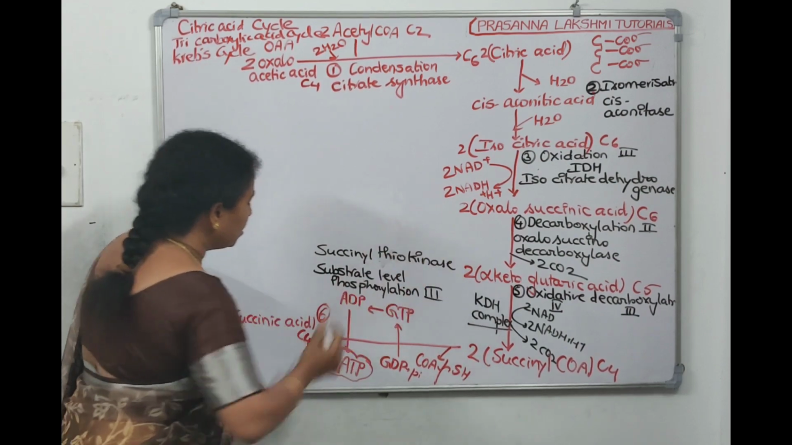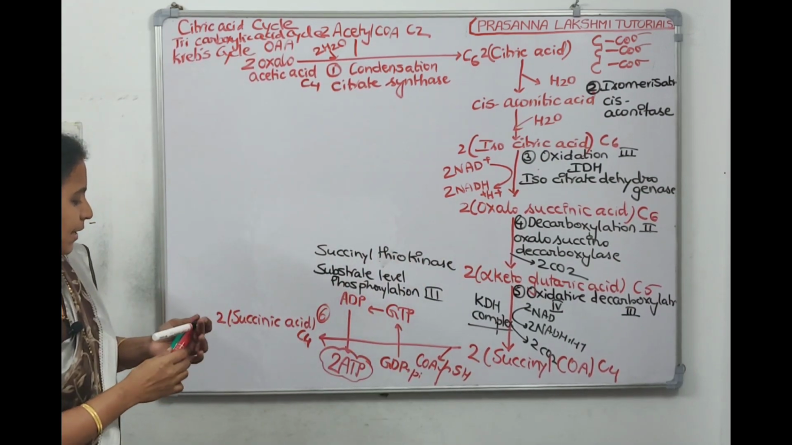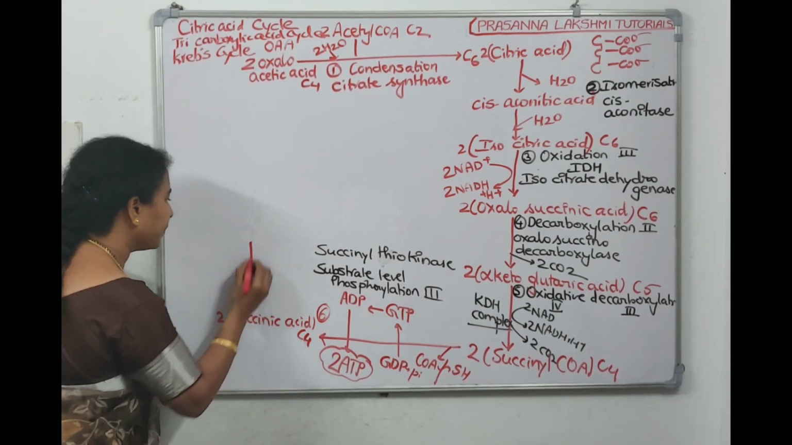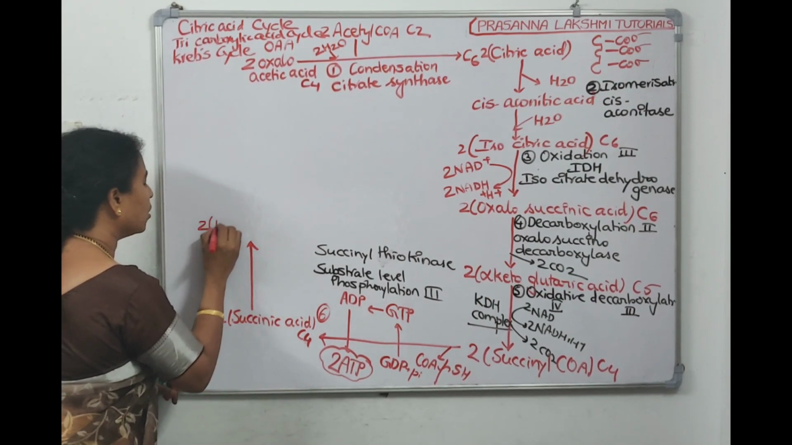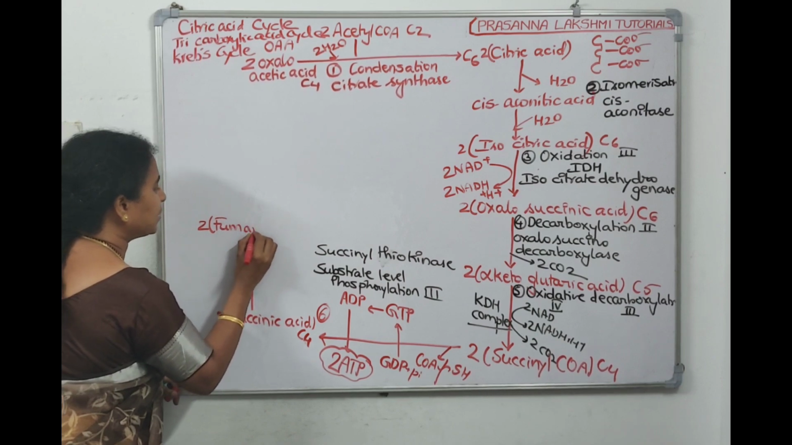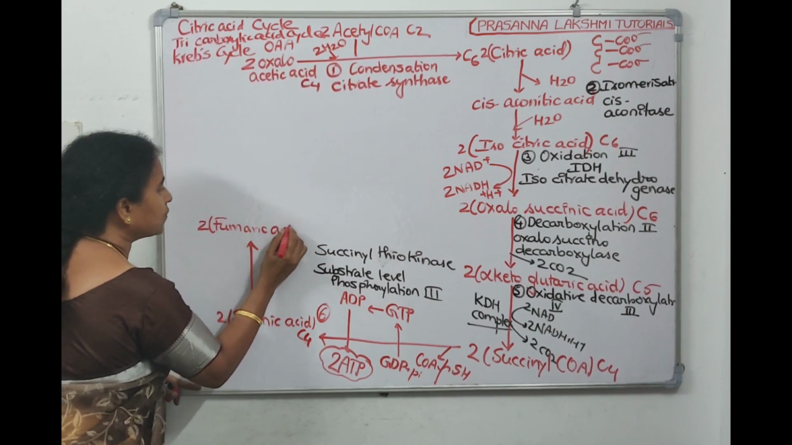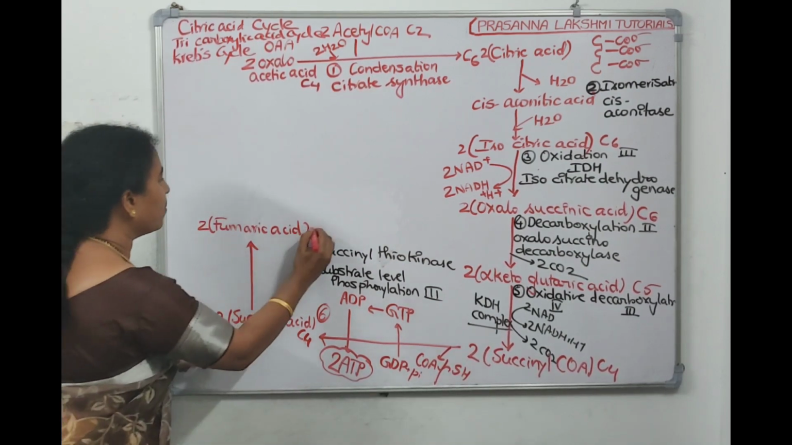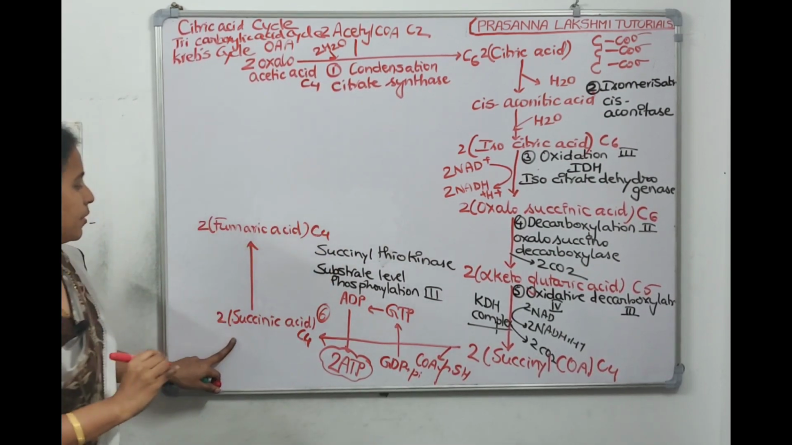Right? So the next reaction of Krebs cycle is conversion of succinic acid to fumaric acid. This is also a 4-carbon compound.